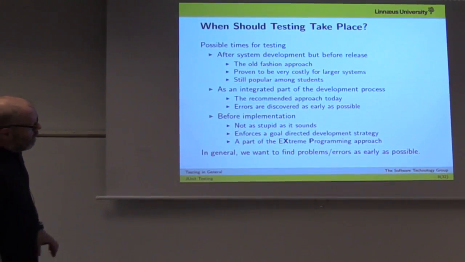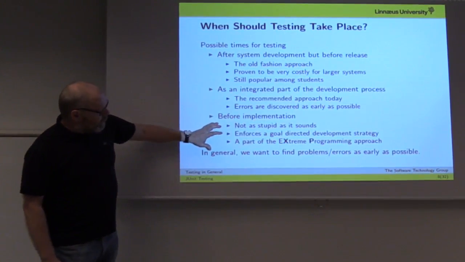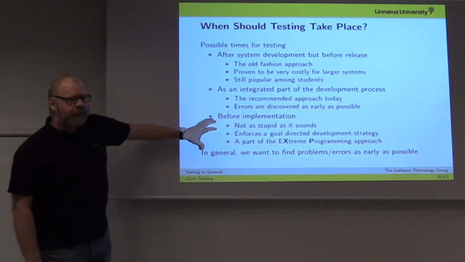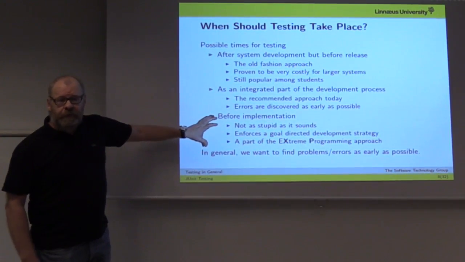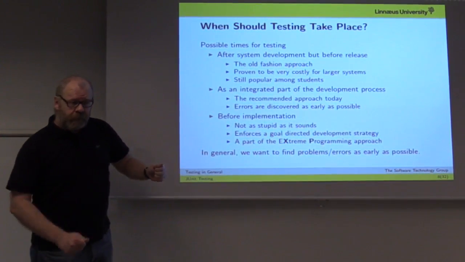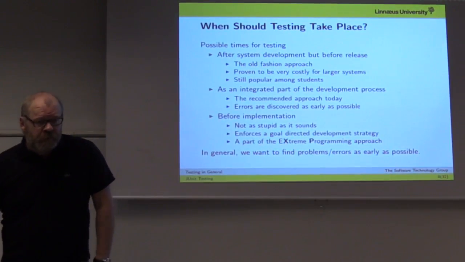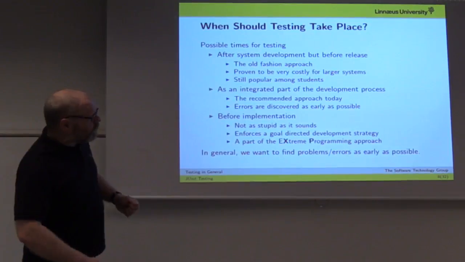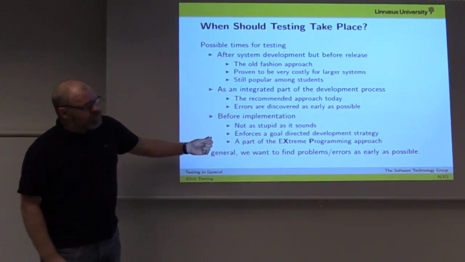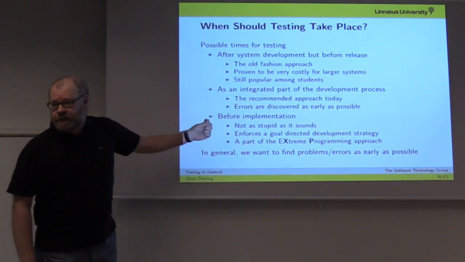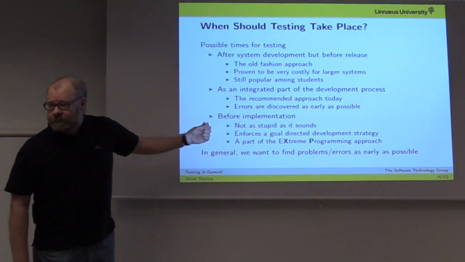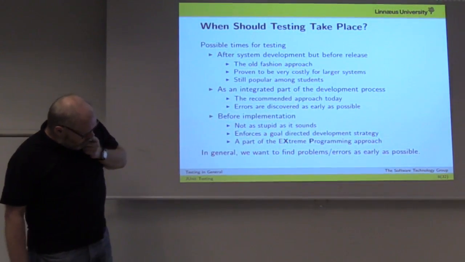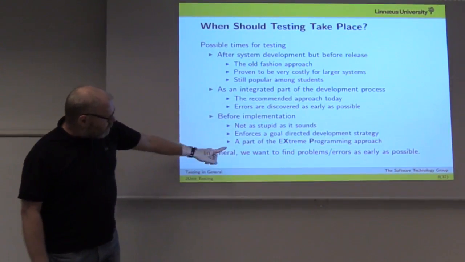So some people say that this is the way to do it. You should actually start by deciding how things should be tested. And then once you have decided upon them, then you should implement it, and you shouldn't spend any more time on your implementation. The only goal is to pass this test. Then you're done. There are people promoting this idea.